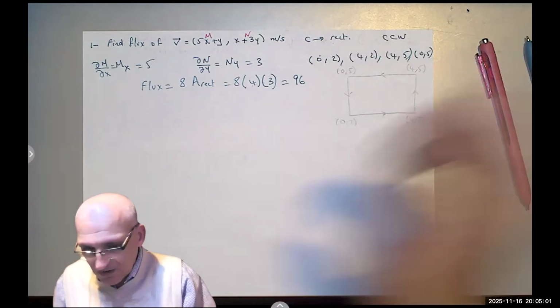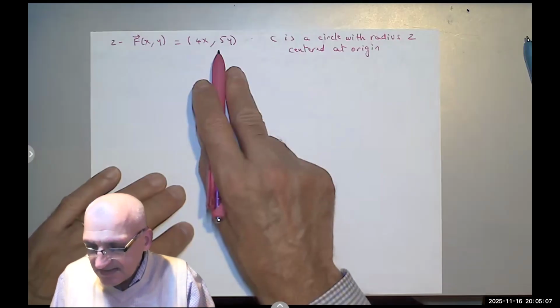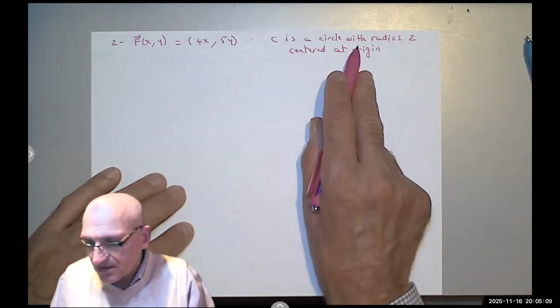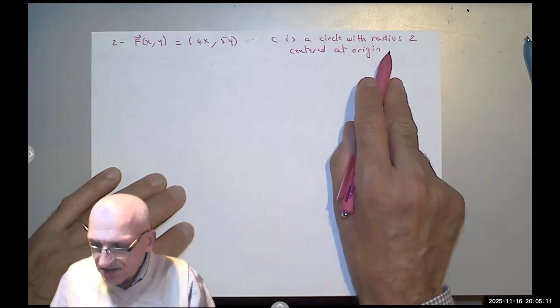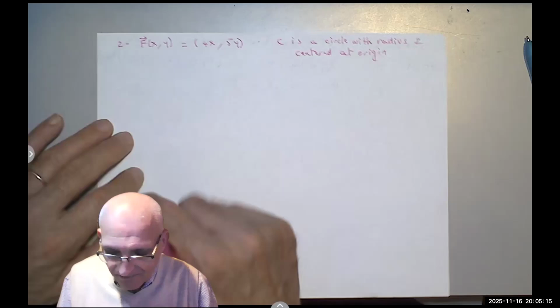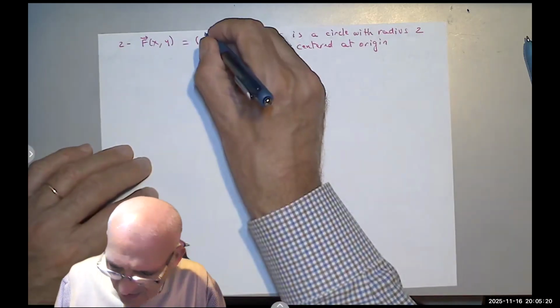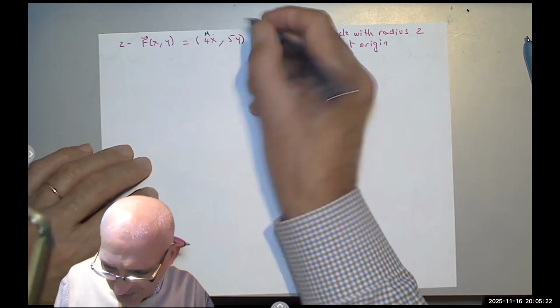Alrighty, so the first one was very quick. Let's look at the second one. The second one is similar. They give you that, and they say, but C is a circle with radius 2 centered at the origin. And again, it's positive, meaning counterclockwise, like we did before.